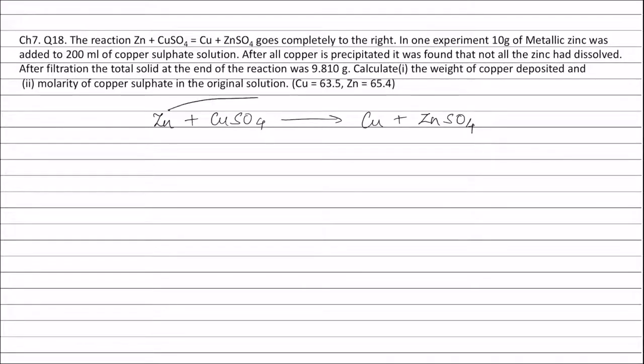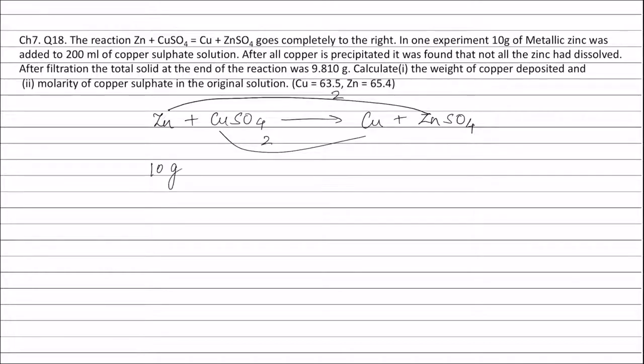When zinc changes to zinc sulfate, the change in oxidation number of zinc is 2 and the number of atoms of zinc is 1. Therefore, valency factor of zinc is 2. And in copper sulfate to copper, the change in oxidation number of copper is 2 and number of atoms of copper is 1. Therefore, valency factor of copper is 2. Now, according to the question, the weight of zinc is 10 gram.